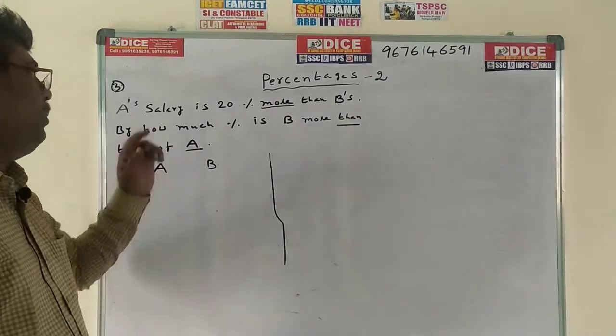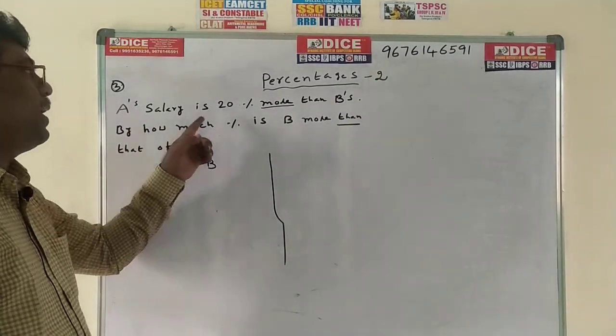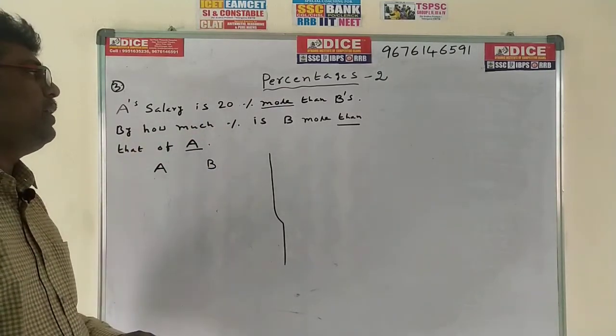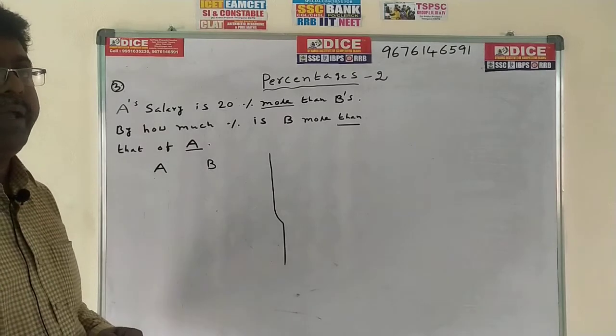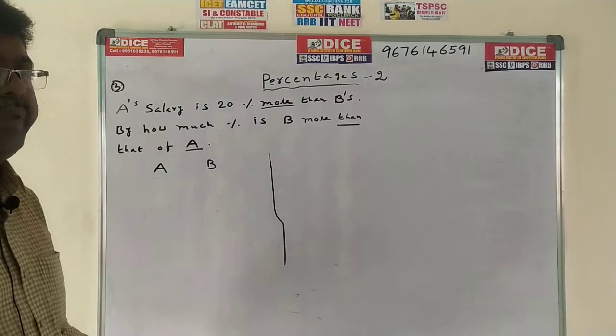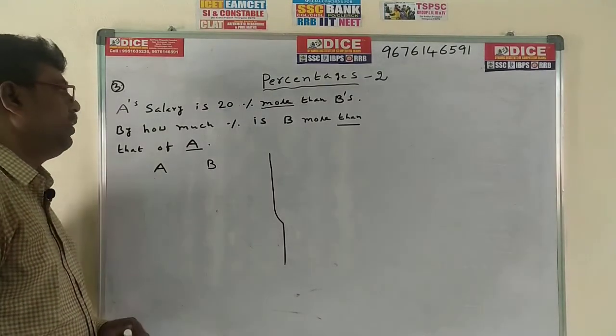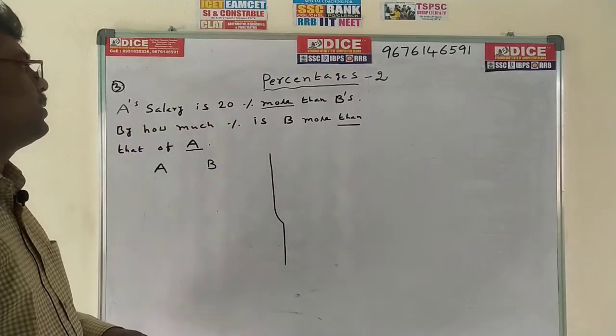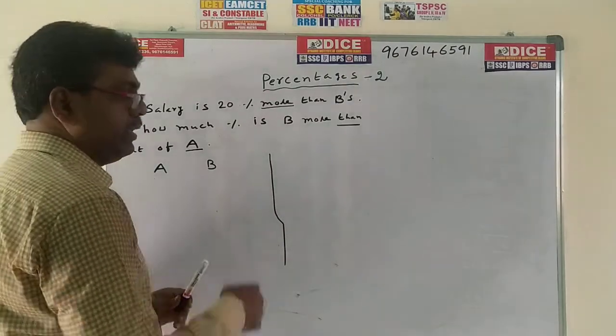Now come to the third problem. A's salary is 20% more than B's. By how much percent is B more than that of A? First of all, you can see the general method. Here we get the same model.